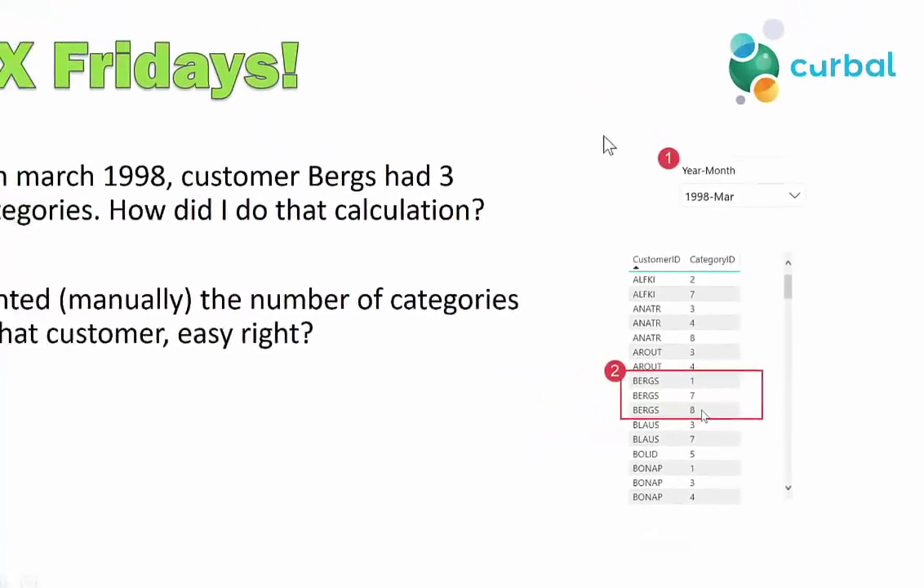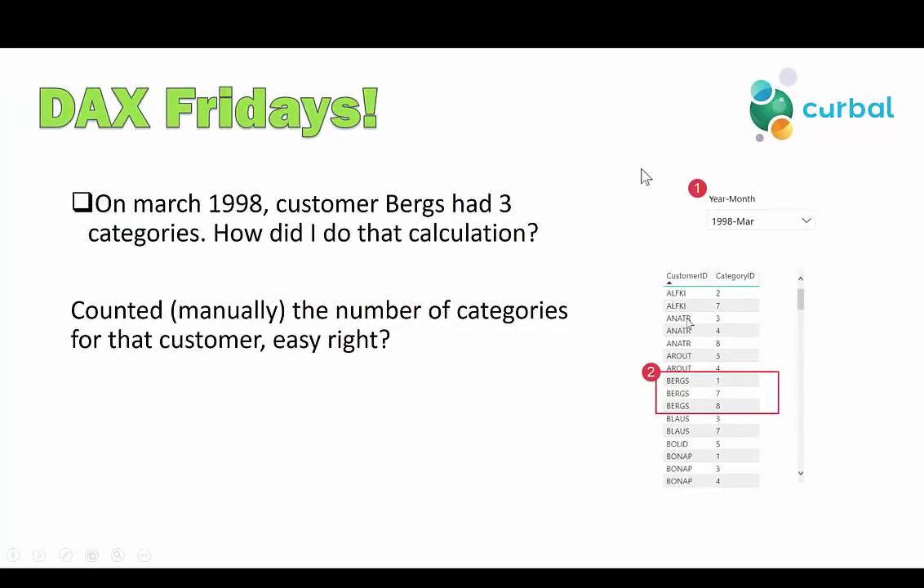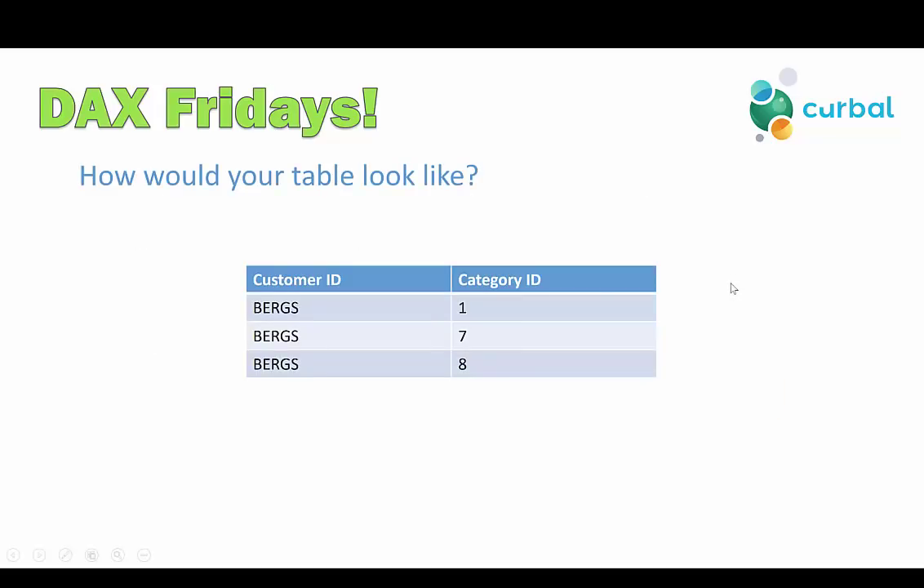And when you do that, you will start to get an idea of what you need to do for this calculation. You need to have a table with customer ID and category ID, right? So if you manage to create this table, you will be able to calculate what your colleague or product manager or customer wants you to do. So this is the table that we need to create to calculate.